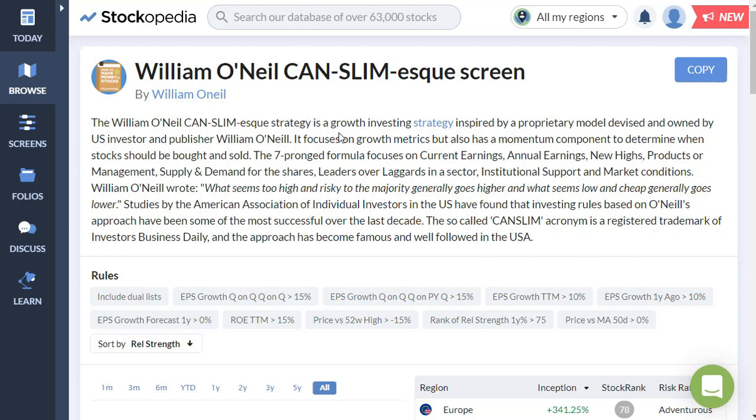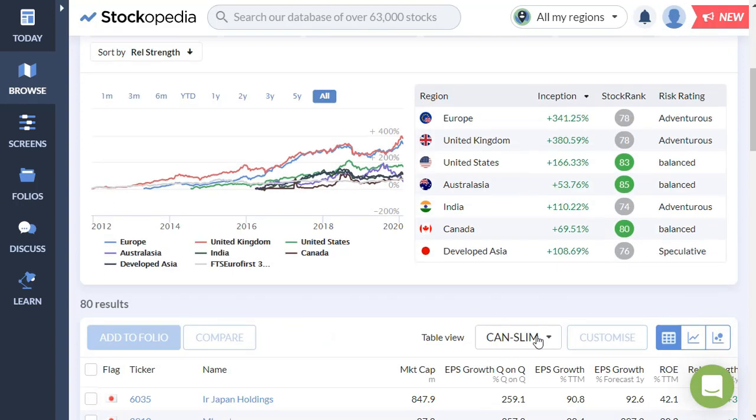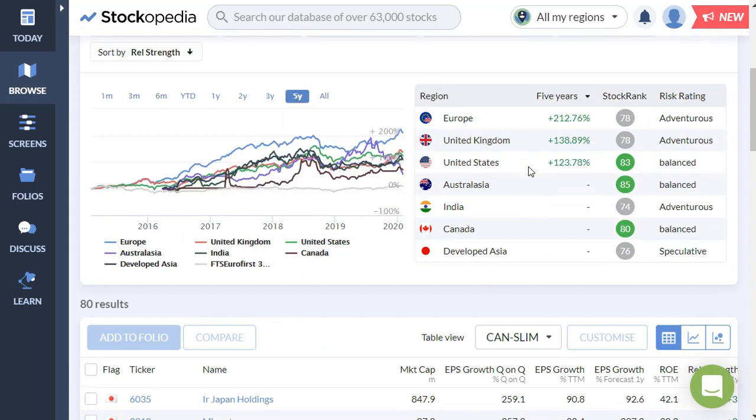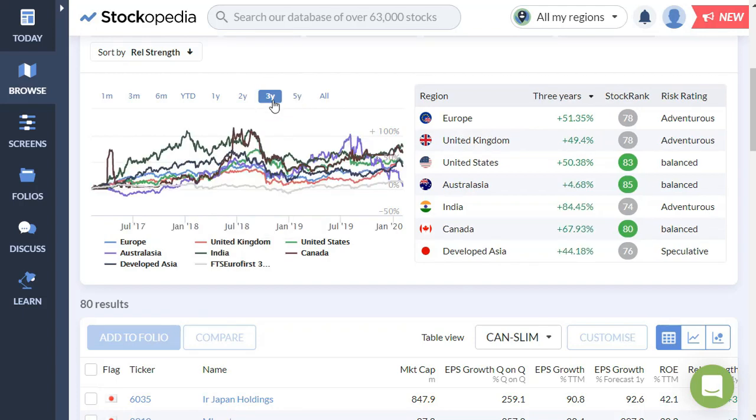He's combining some good growth in earnings per share, as you can see down here, that should be growing, and the stock should be doing well on relative strength. So it should go up in price quicker than the rest of the market and so on. And you can see, let's just see for the last 5 years here, it has been doing very well in Europe, the UK and the United States. The last 3 years, very good as well.